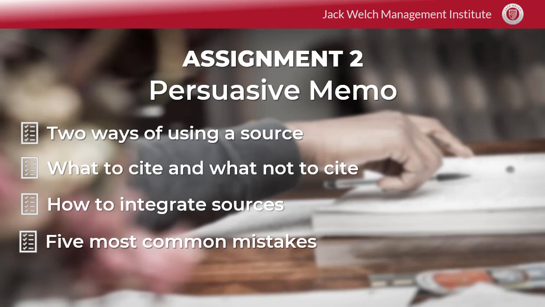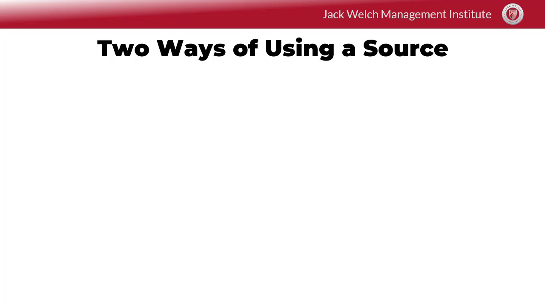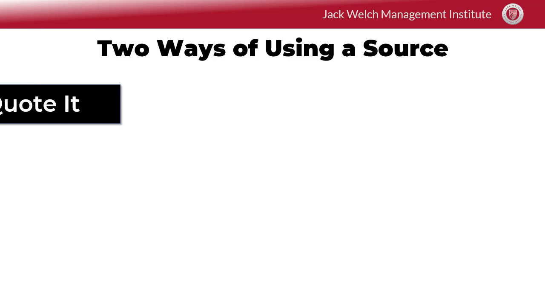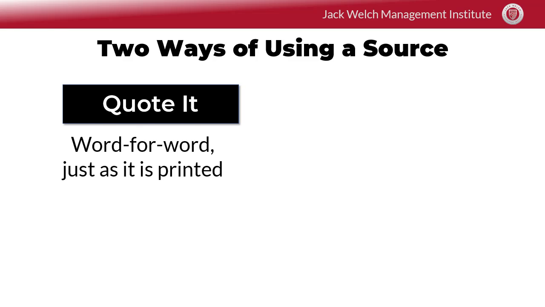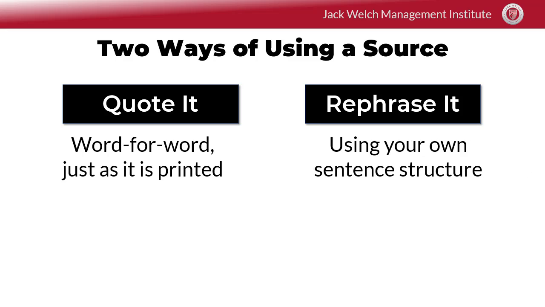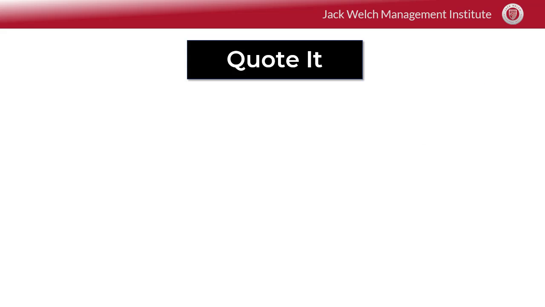Okay, let's get started. Regardless of what kind of source you found or where you found it, there are only 2 ways of using it. You can quote it, word for word, just like you found it, or rephrase it in your own words. This is sometimes called paraphrasing or summarizing. Let's look at each. First, quoting.